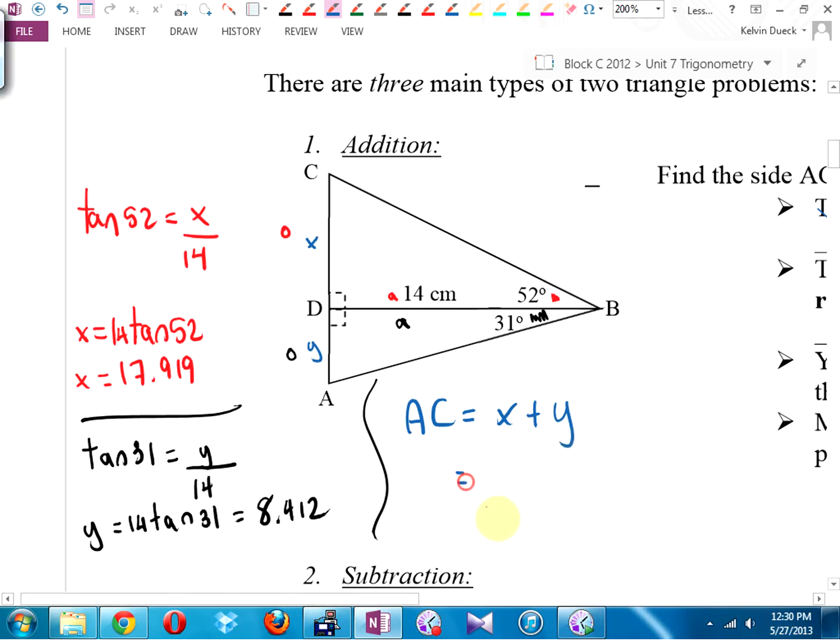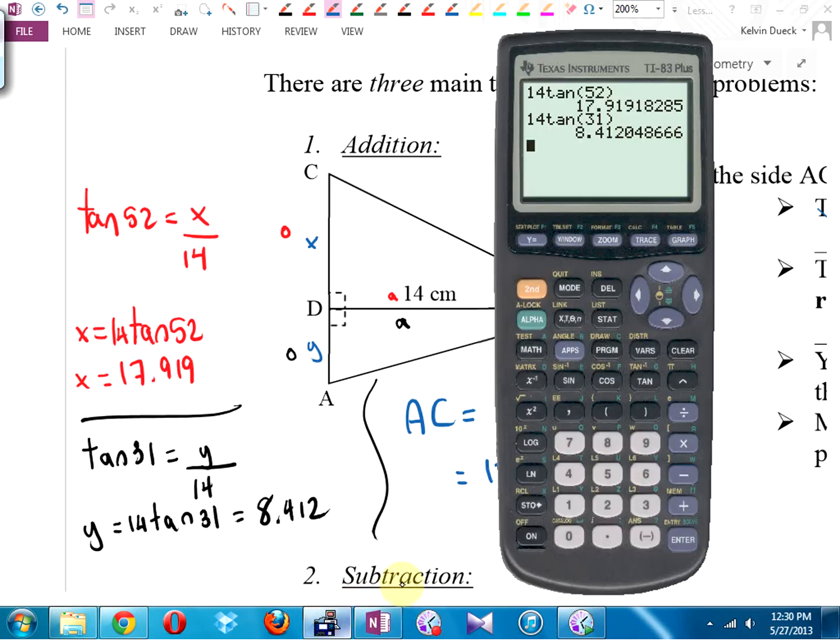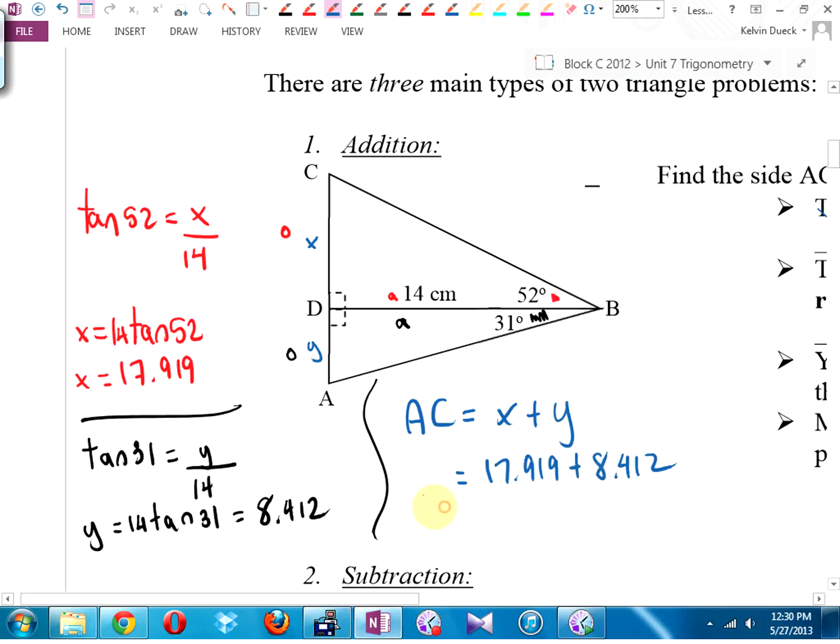Which is going to be 17.919 plus 8.412 plus 17.919, 26.3? Did they say how many decimal places to go to in the question? No? I'll go to 2 then. That's the addition type.